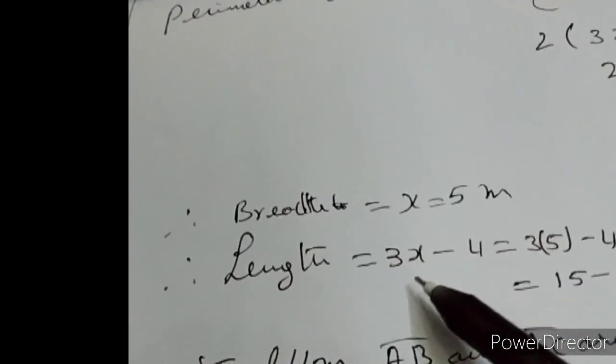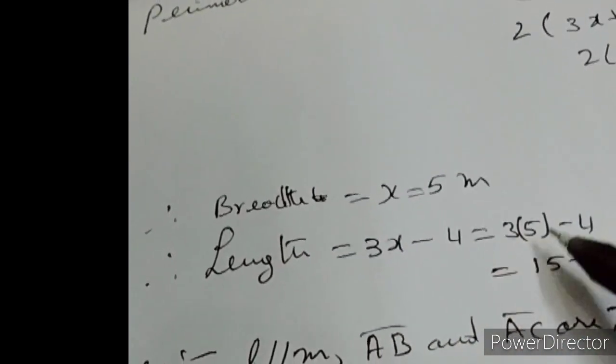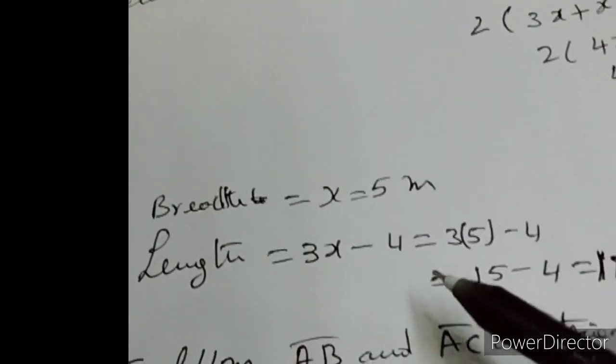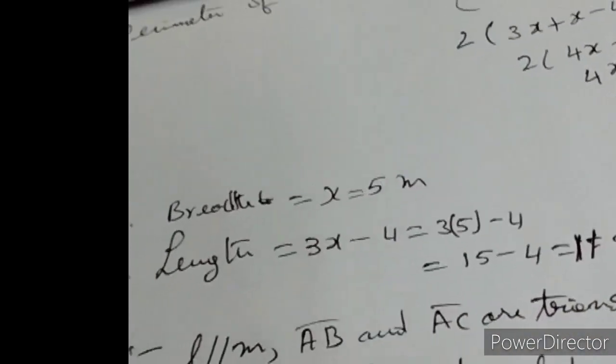Whereas length is equal to what? 3x minus 4. What is the x value? 3 of 5 minus 4. Again 3 5s are how much? 15 minus 4 is 11 meters. Coming to this, it is a very easy sum.